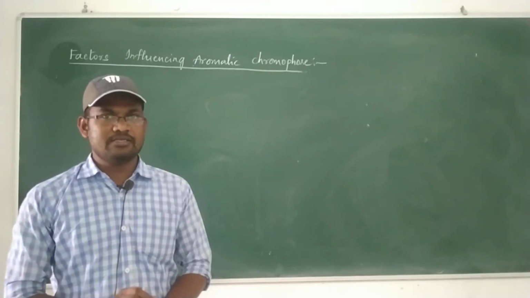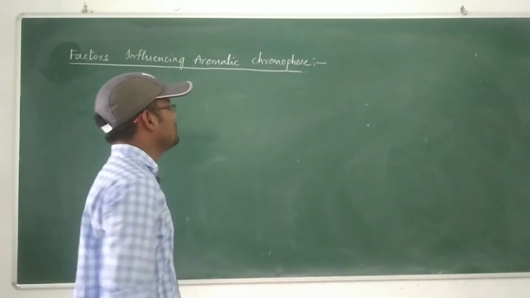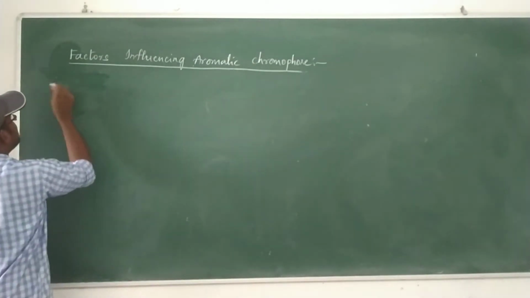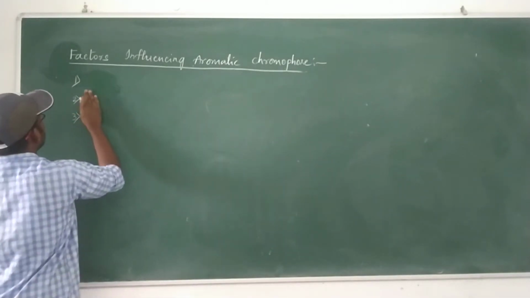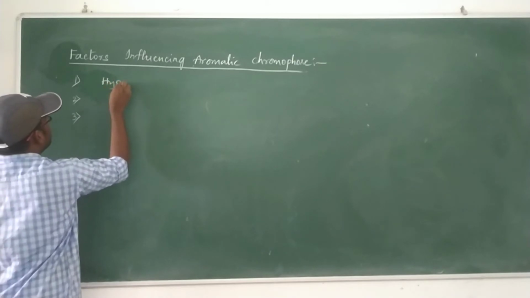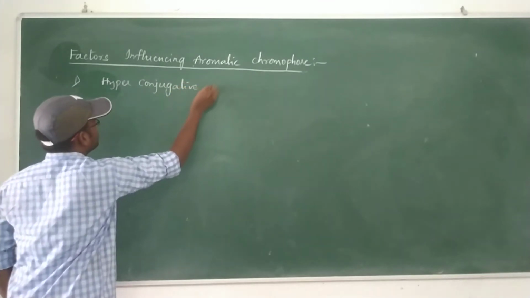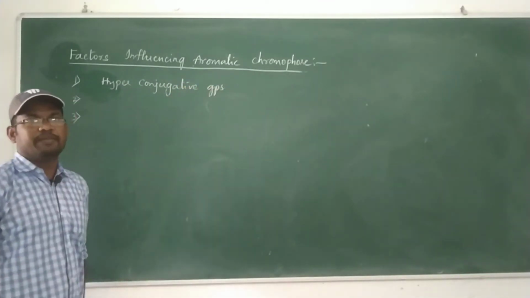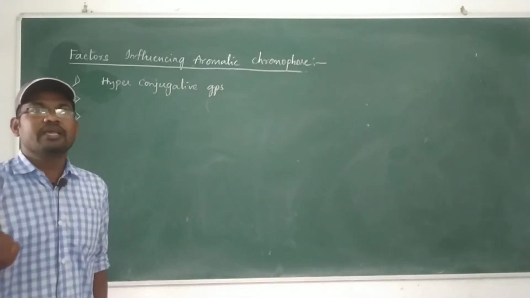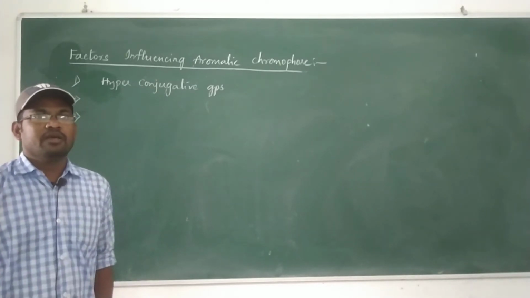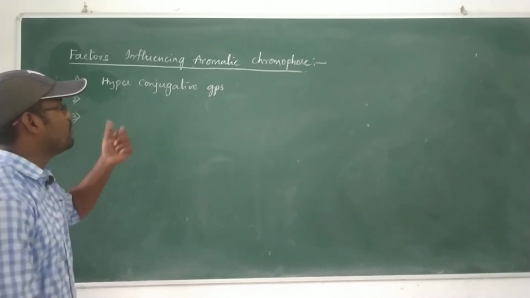Now let me discuss the factors influencing benzene and benzene derivatives. Three factors affect benzene and benzene derivatives. The first factor is hyperconjugative groups. Hyperconjugative groups are nothing but alkyl groups. According to hyperconjugation, alkyl parts such as CH3 and C2H5 give hyperconjugative structures. Due to this, such groups influence the aromatic chromophore.